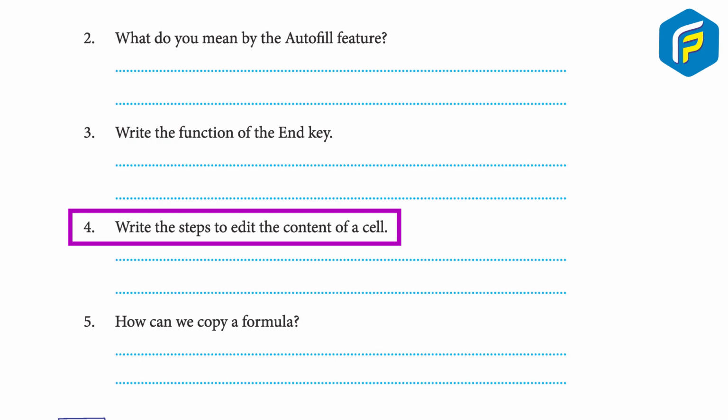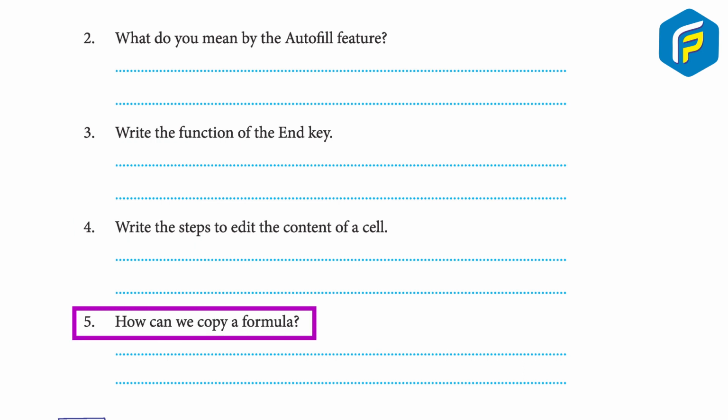4. Write the steps to edit the content of a cell. Answer: Follow the given steps to edit a cell in the worksheet. Step 1. Click on the cell you want to edit. 2. Double click in the cell or press the F2 key. 3. Erase the cell data. 4. Type the new data. 5. Press the Enter key. 5. How can we copy a formula? Answer: There are two methods to copy a formula: the fill handle and copy and paste.